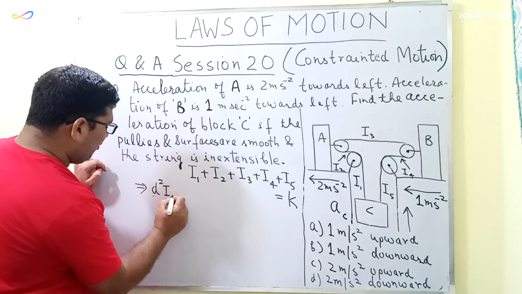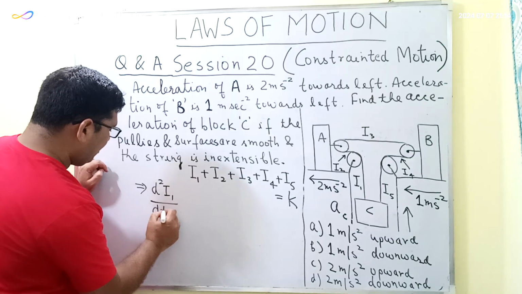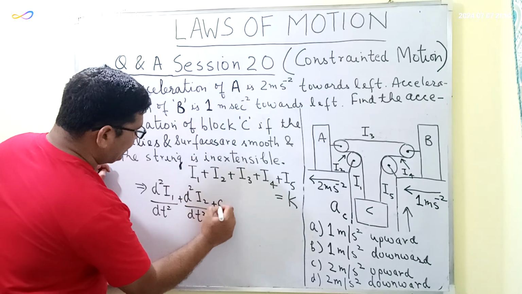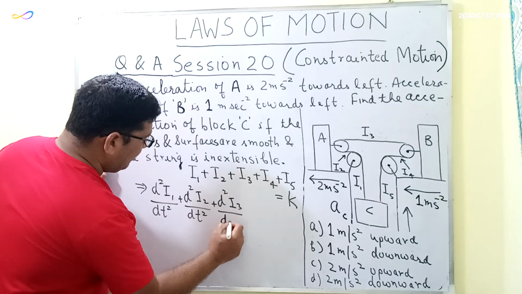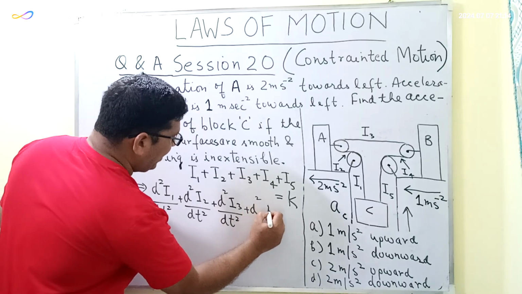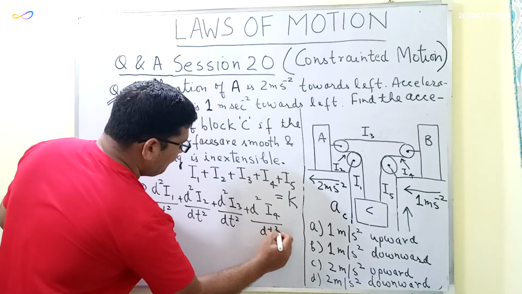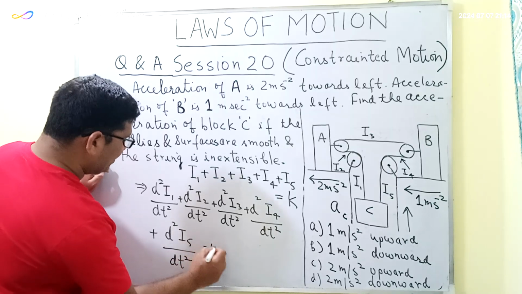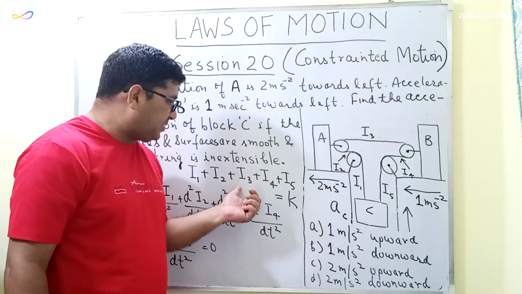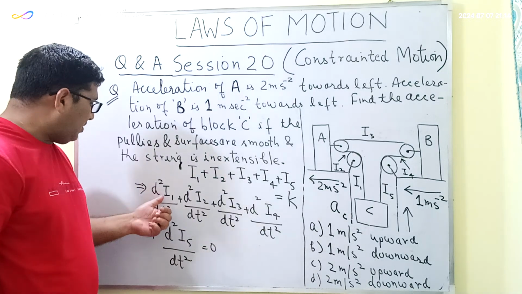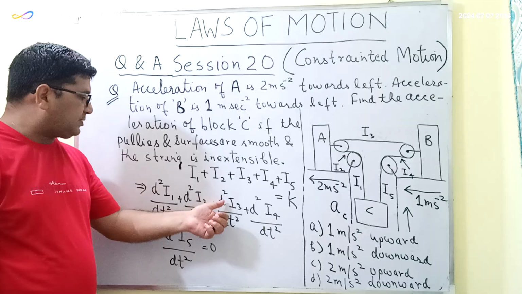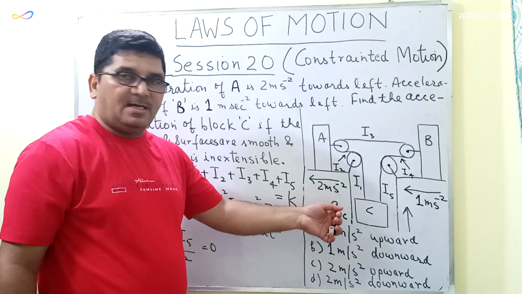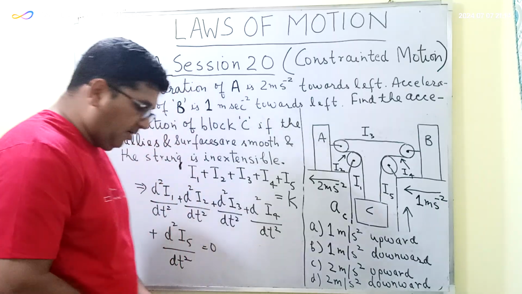So here, if I double differentiate this equation, what I will be getting is d square l1 upon dt square plus d square l2 upon dt square plus d square l3 upon dt square plus d square l4 upon dt square plus d square l5 divided by dt square, and this will be equal to 0. That is, I have differentiated this equation 2 times. So d square l1 upon dt square up to d square l5 upon dt square are the respective accelerations of the different parts of the string.